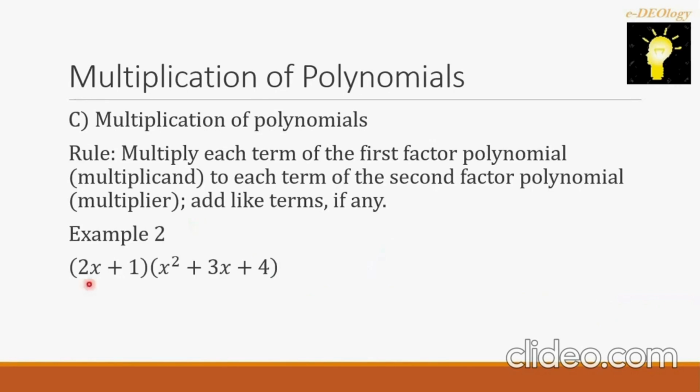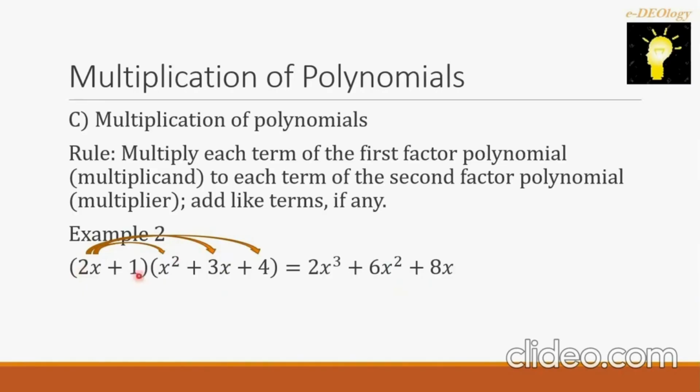Example 2: 2x plus 1 multiplied by x squared plus 3x plus 4. So what we'll do, the 2x, the first term of the first group, we will multiply to all the terms of the other group. So the 2x multiplied to x squared, we will get 2x cubed. 2x times 3x, you'll get 6x squared. 2x times 4, you'll get plus 8x or positive 8x.